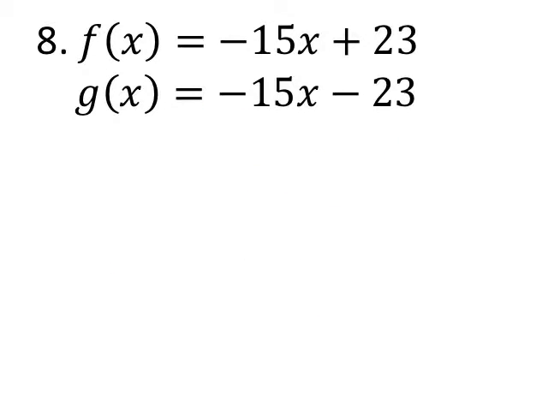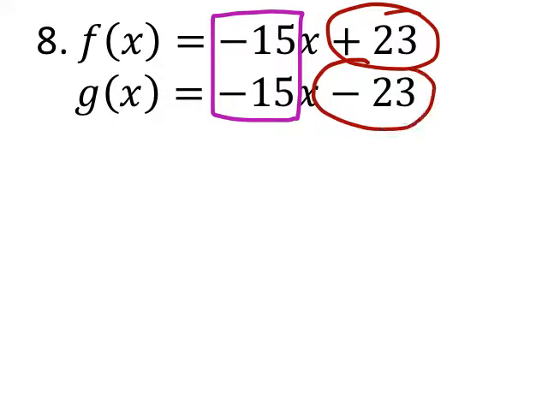Alright, in number 8, let's look at the slopes first. It's the coefficient of x. They are the same. Slope is negative 15 for both of these. Now we have to look at the y-intercepts. These are different. So since the slopes are the same and the y-intercepts are different, these ones are parallel.